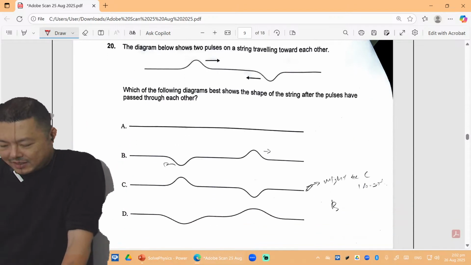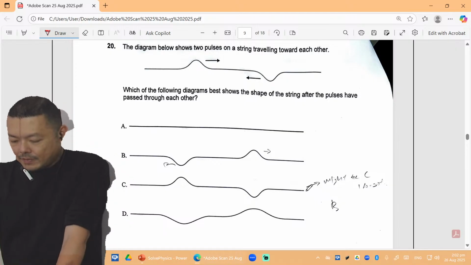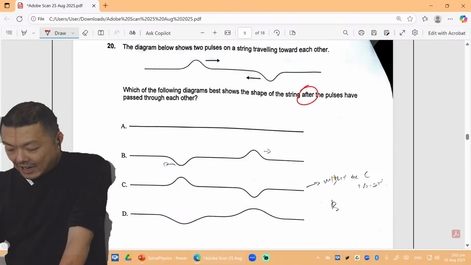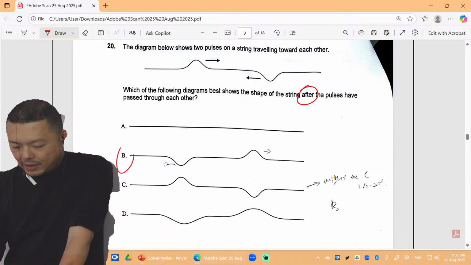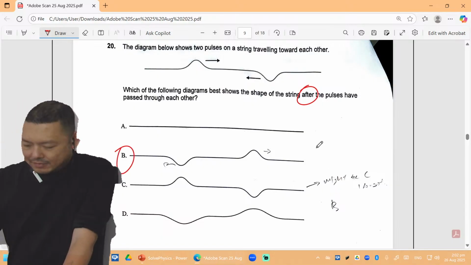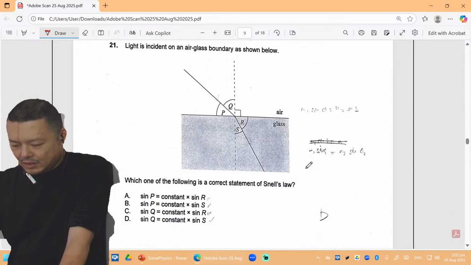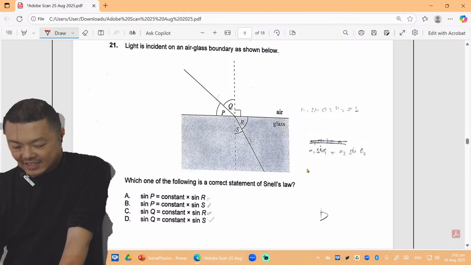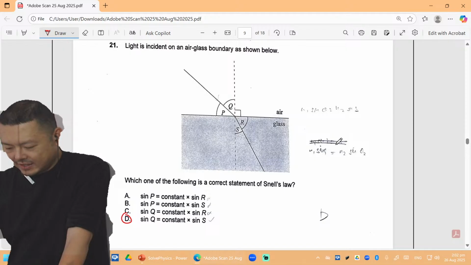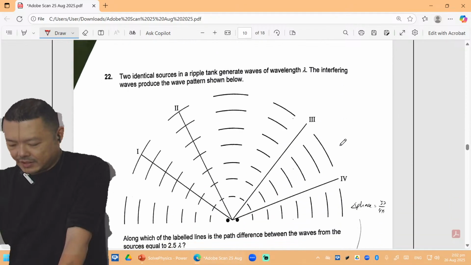Number 20. After they have passed through each other, so B. 21. Why are they asking this? Sine big over sine small, would they try to be funny here? Sine Q over sine S. D is the answer. They suddenly went easy again, they're becoming easy again.